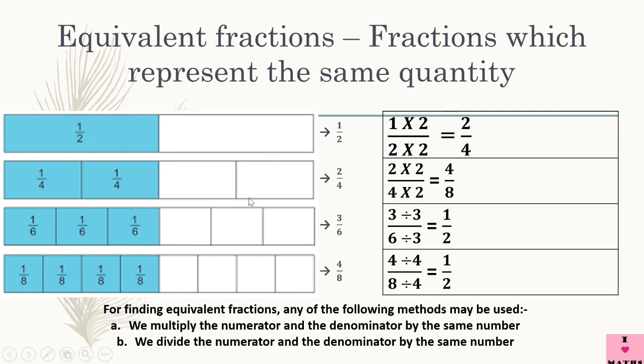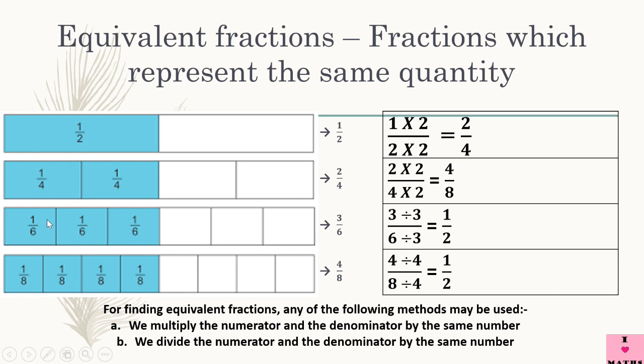Now all these bars are exactly same. They are of the same company, same size. Now in the second bar, I divided the bar in 4 equal parts. So each part is 1/4. This is 1/4, 1/4, 1/4 and 1/4. I have shaded 2 parts. So the shaded parts are 2 upon 4.